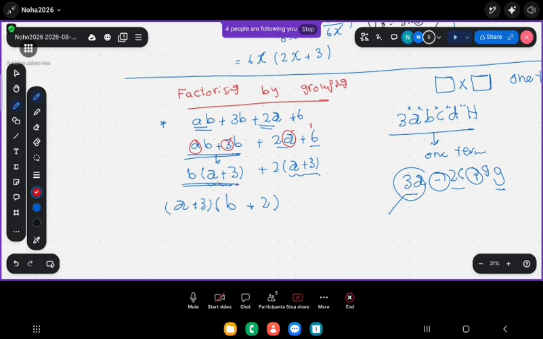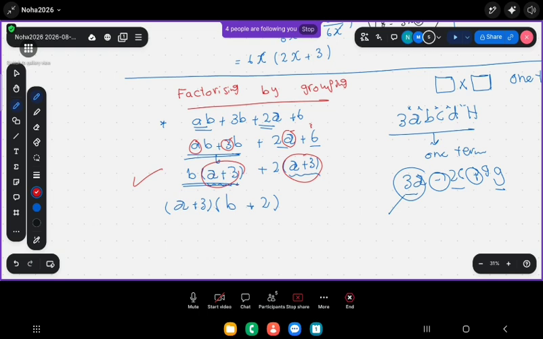The next mistake: the brackets must be identical. What's the meaning of identical? If you have A plus 3 here and A plus 3 here, yes, correct. If you get another bracket here, you are not going to get it correctly, and you have to work again to split the groups correctly and choose the right groups. Anyone has any question here?